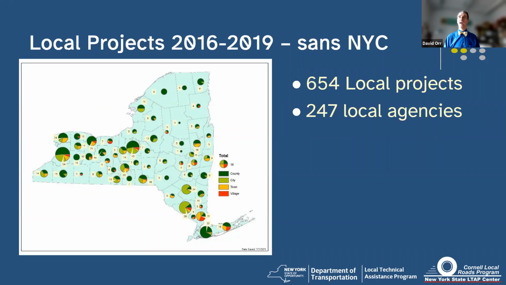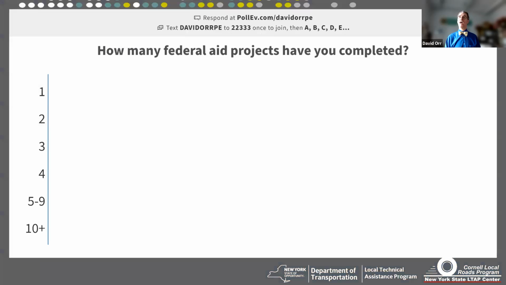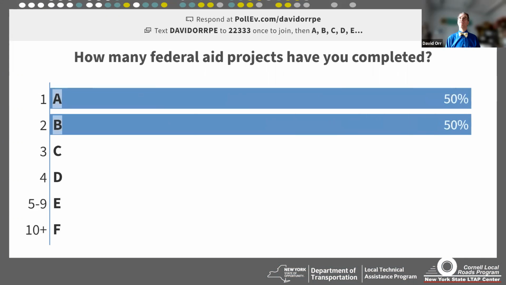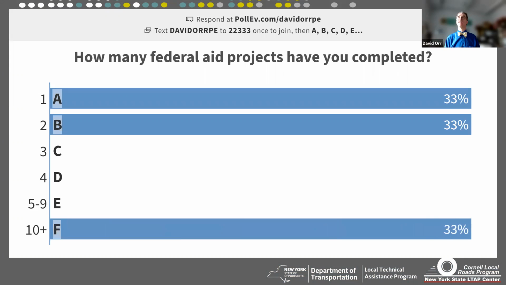So helping me out, how many federal aid projects have you completed? 1, 2, 3, 4, 5 to 9, or 10 plus. I probably should have put 0 in here, now that I think about it. But if you've done 0, you can just leave it off, and maybe put that in Q&A for me. I'm actually going to make a note to myself to change that for the future.